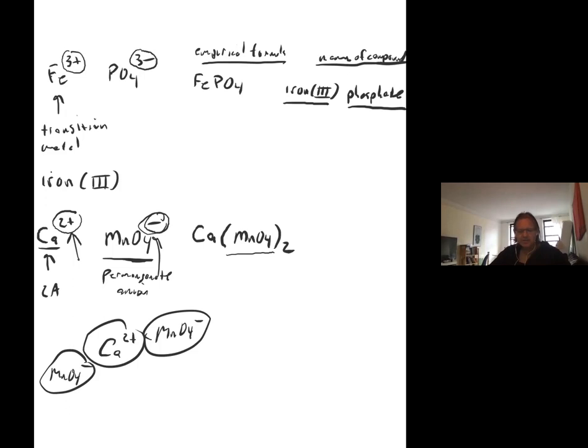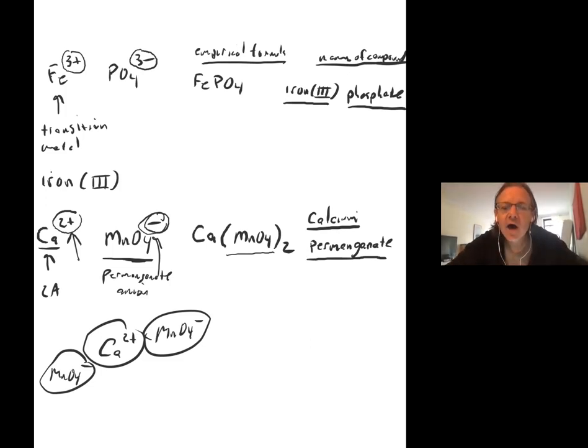Okay, so now we name it. Calcium. We don't need the Roman numerals again because it's group 2A. It's not a transition metal. And then you name the polyatomic ion. Did I spell it right? Permanganate. Calcium permanganate. Okay, and there you go. That's pretty much how it works.